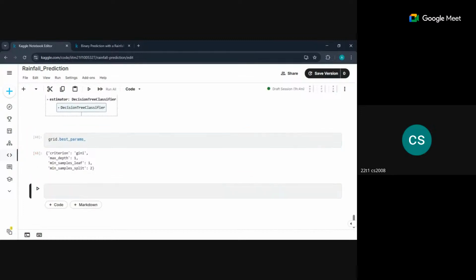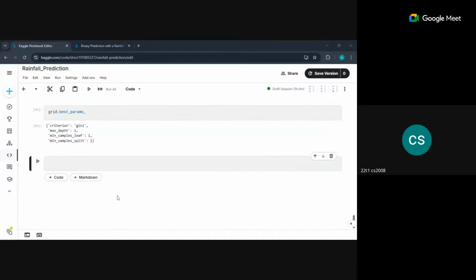Let's print this as the best parameters. So we can get the best model out of it. So how do I get the best model out of this? What is the attribute? Best estimator. Right. So model 4 is equal to this.